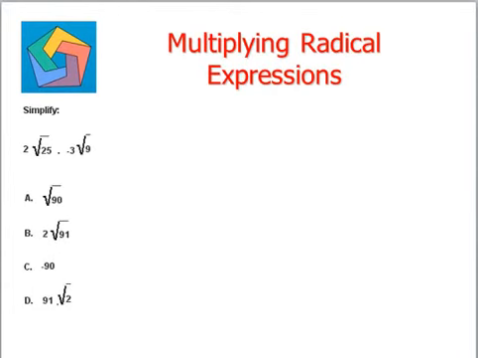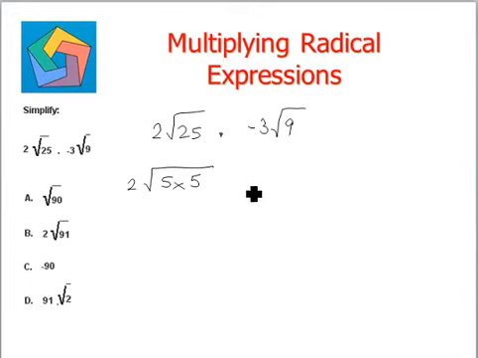Let's try the next question for better understanding. Simplify 2 square root of 25 times negative 3 square root of 9. So again our rule remains the same. We factor the numbers inside the radical. 25 can be written as 5 times 5, and 9 can be factored as 3 times 3.